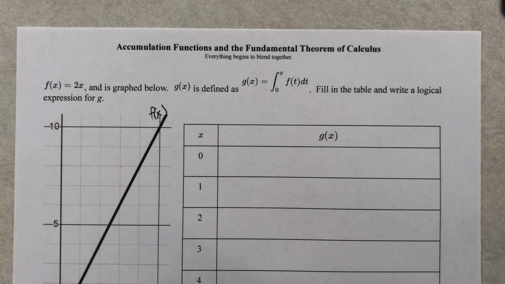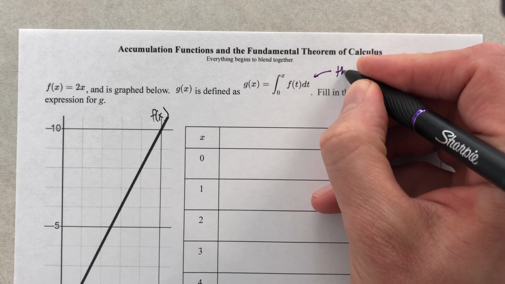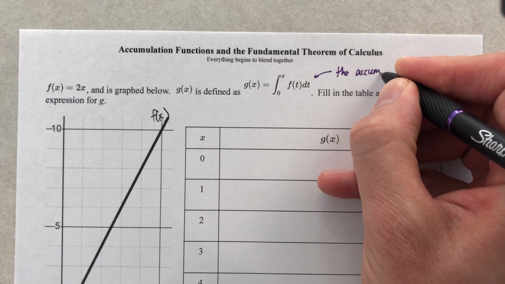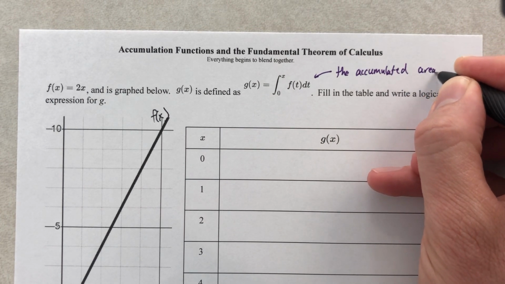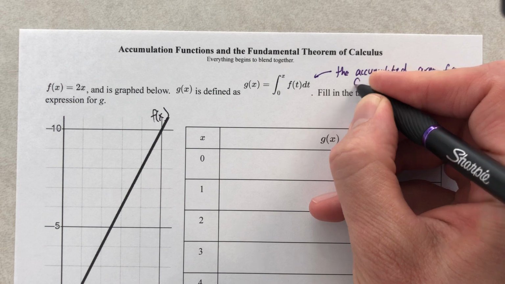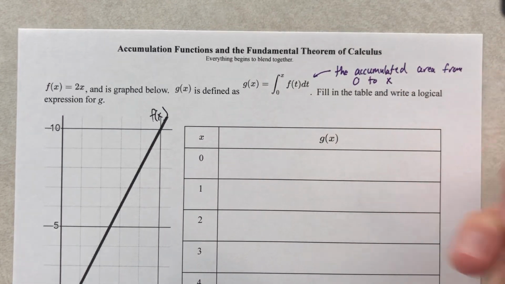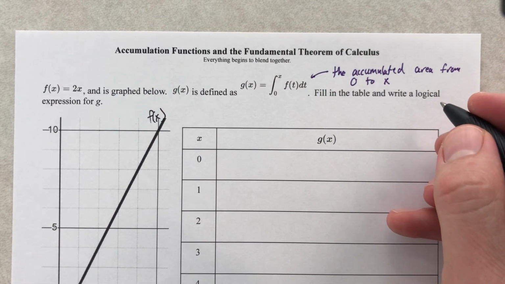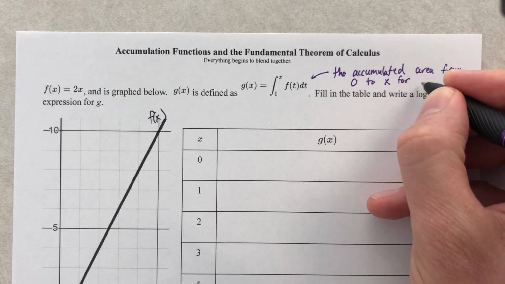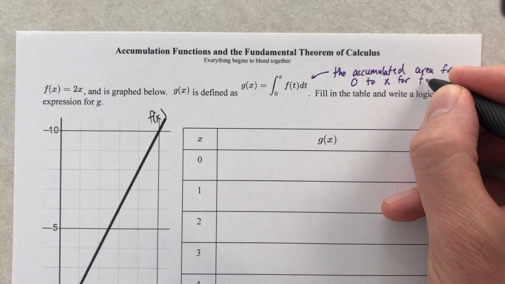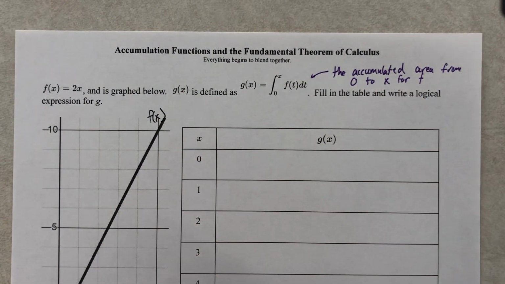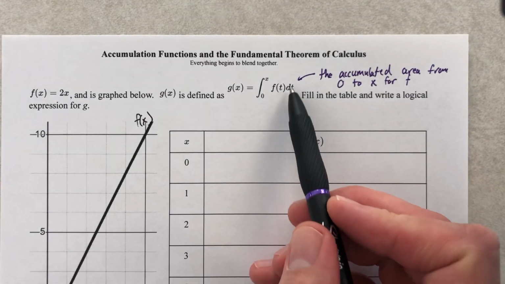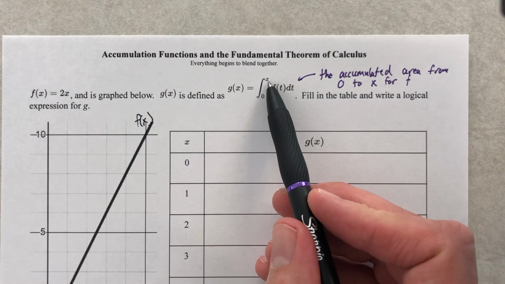But the best verbal or written explanation for what this is: the accumulated area from 0 to whatever x value for the graph of f. For f, just f. And the f of t dt, well, this is the x-axis. Don't worry about the t. This is just a different variable saying we're using x already.